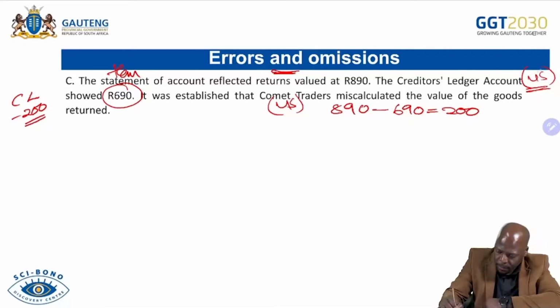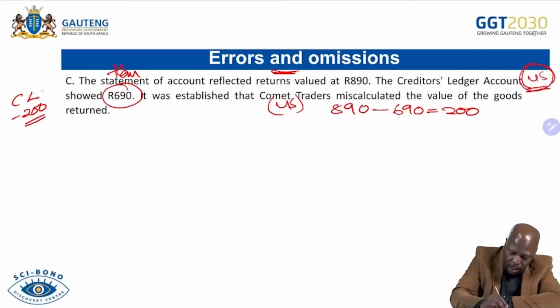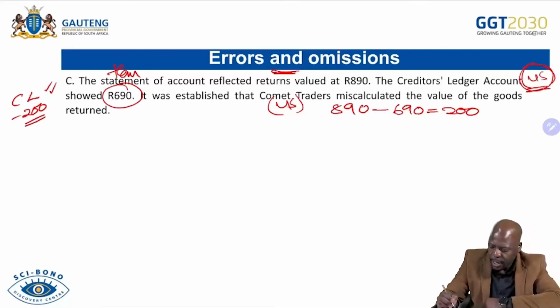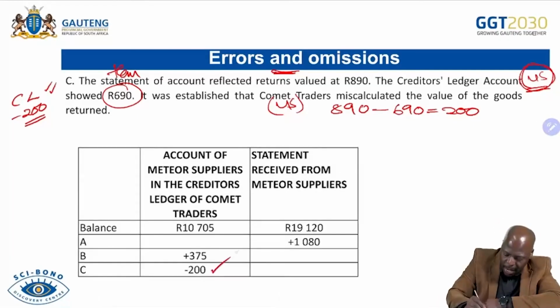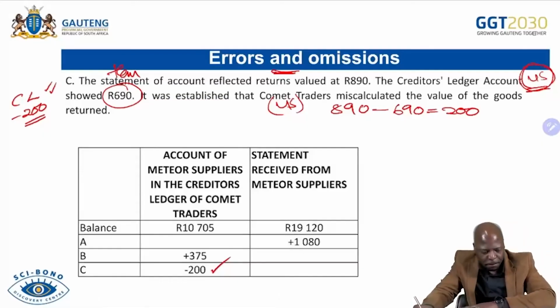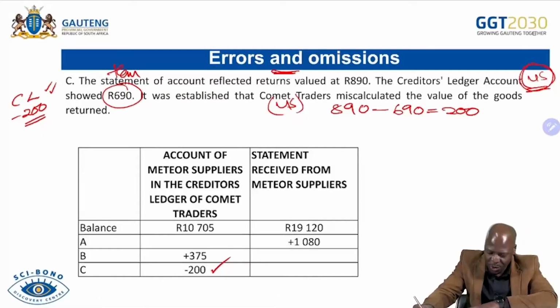Who made the error? Us. Once it's us, it goes to the creditors ledger. Let's see. So we're coming now to the creditors ledger, then we're going to say minus 200. In the ledger, minus 200.